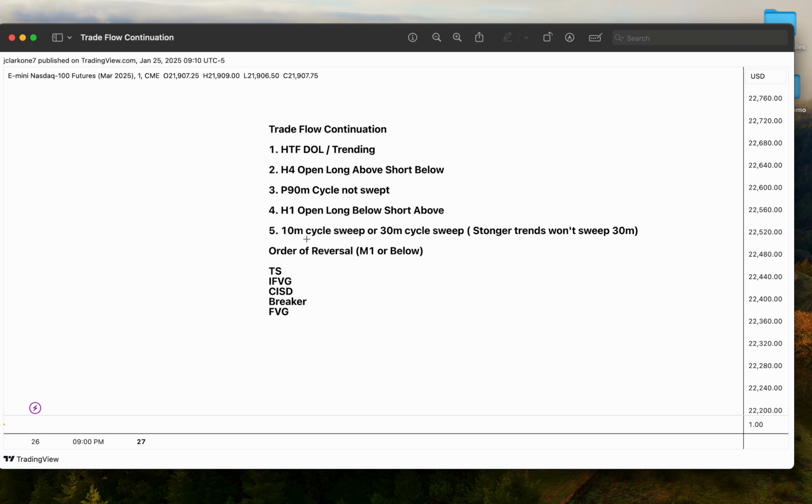And then for this one, I like to see a 10-minute cycle sweep rather than a 30. You can have a 30, but usually the stronger trends won't really manipulate the 30-minute cycle. They'll just keep stacking on top of each other, and then you can just get in with a 10-minute cycle sweep. Entry is exactly the same. You want to see the turtle soup, inversion, change in the state of delivery, breaker, fair value gap, exactly the same as the reversal.